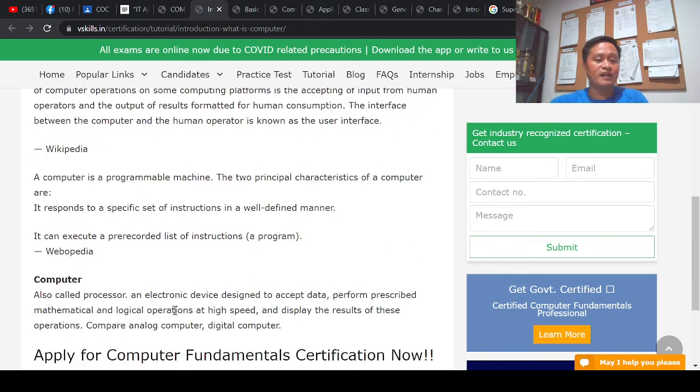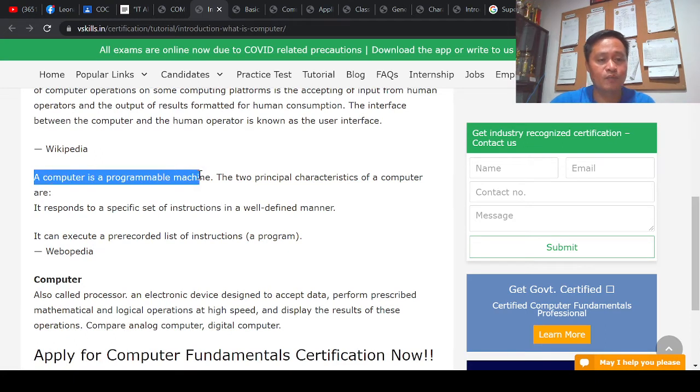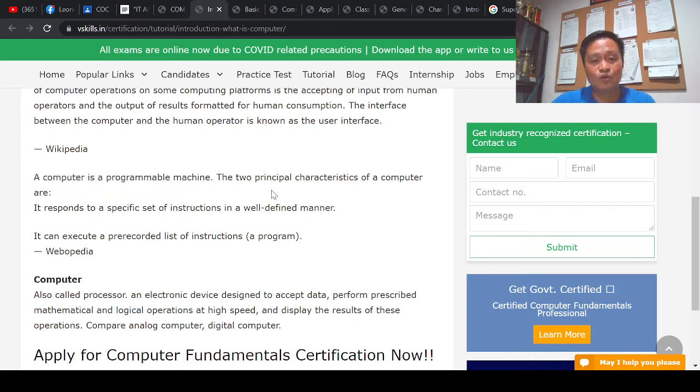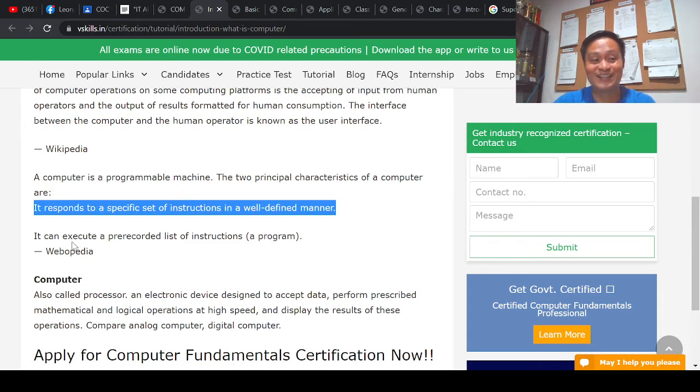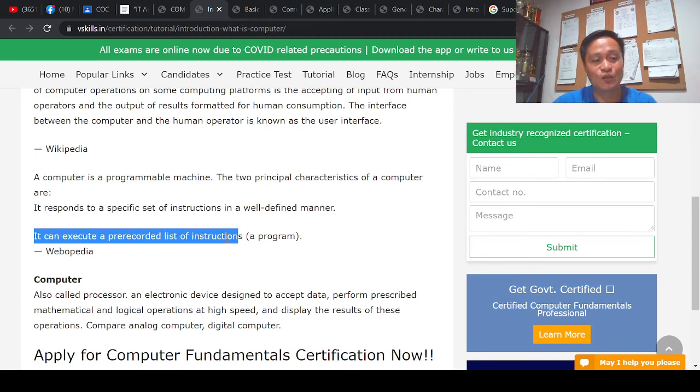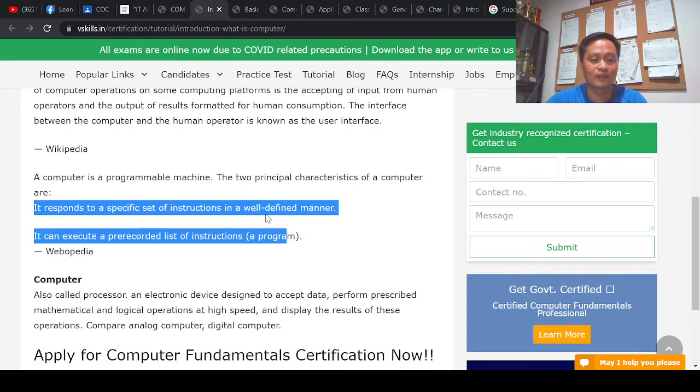And another definition of a computer is it is a programmable machine. Okay, so a machine that can be programmed to perform a specific task. And there are two principal characteristics of computer. Number one, it responds to a specific instruction in a well-defined manner. And number two, it can execute a pre-recorded list of instructions. Actually, these two characteristics are in a form of a program.